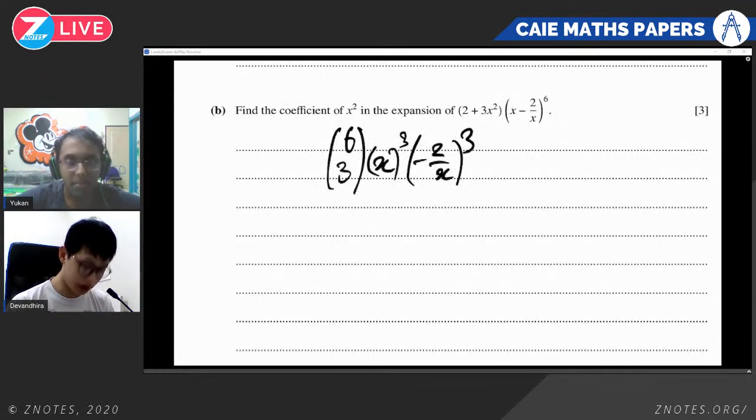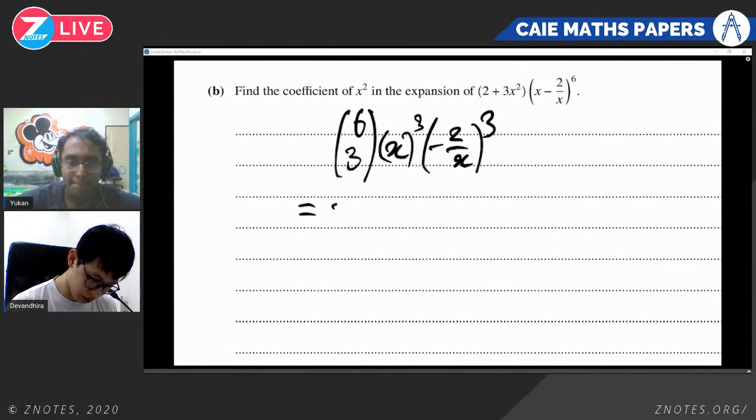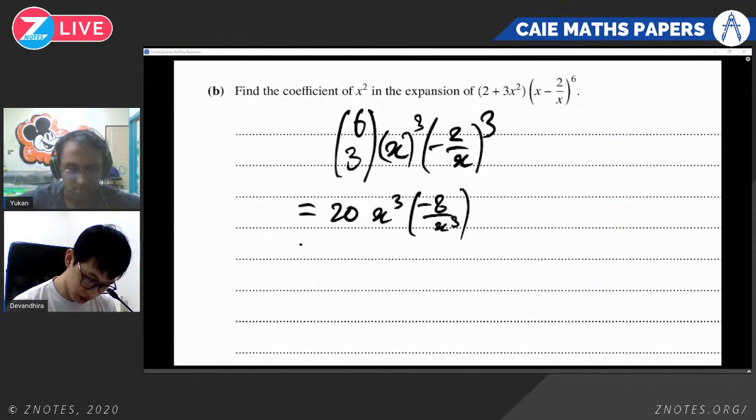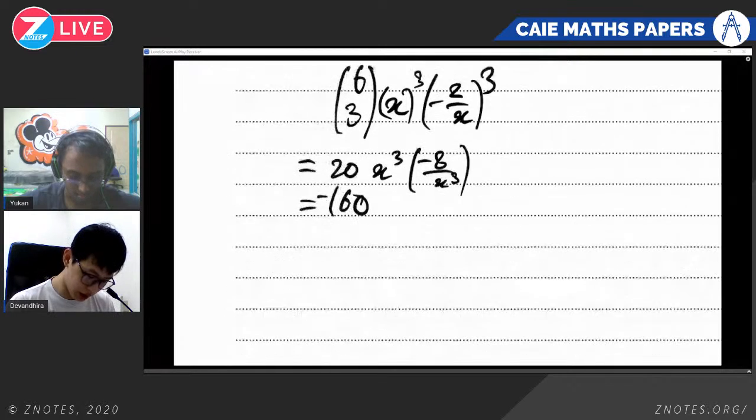So this is our constant term. Can you help me? 6 choose 3 is 20. 20 times negative 8 x cubed, this is negative 160. Correct? Yeah. All right. So this is our constant term, negative 160.